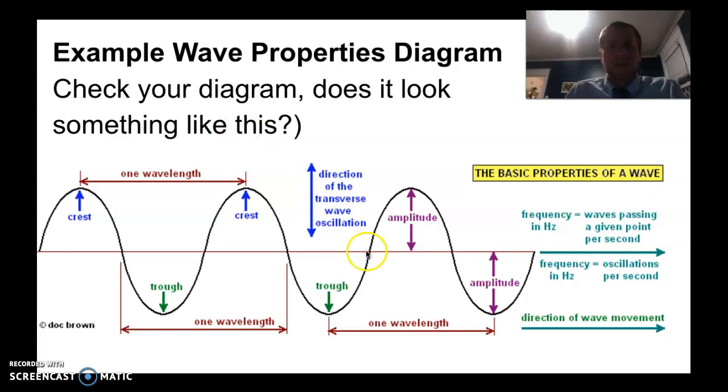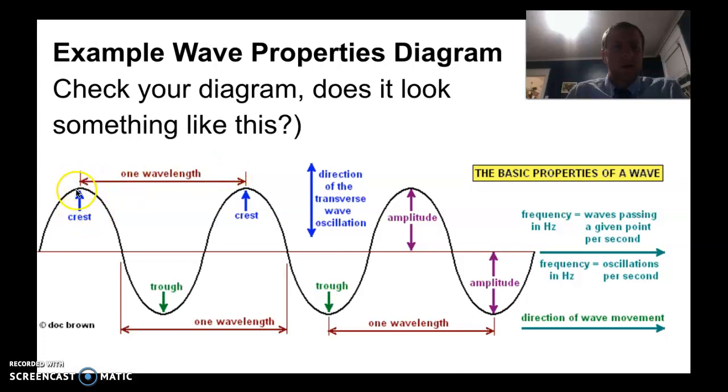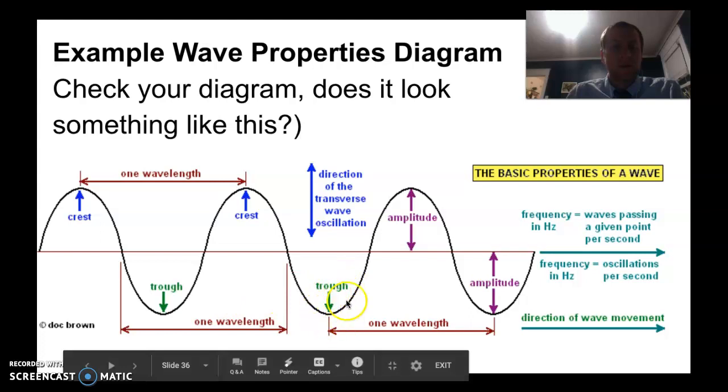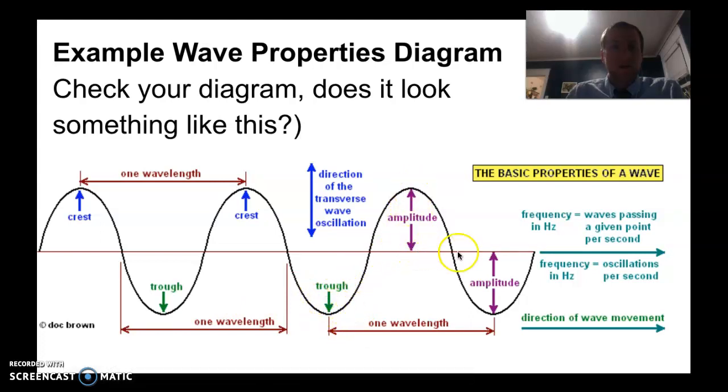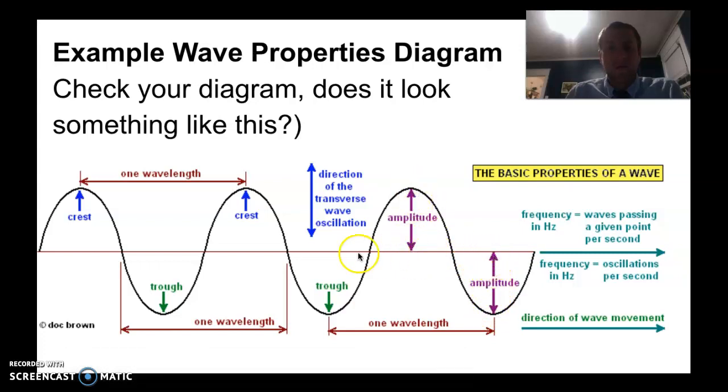Just so you have an idea, you don't have to mark this over and over again. Just know that, let's start with crests. Crests are the highest points on a wave, and troughs, kind of like a feeding trough, are the lowest points of a wave. The distance from a crest to what we call the rest position or rest point, which will be this line here, that's sometimes called the nodal line, is the amplitude. That can be from the crest to the rest point or the trough to the rest point, either one.